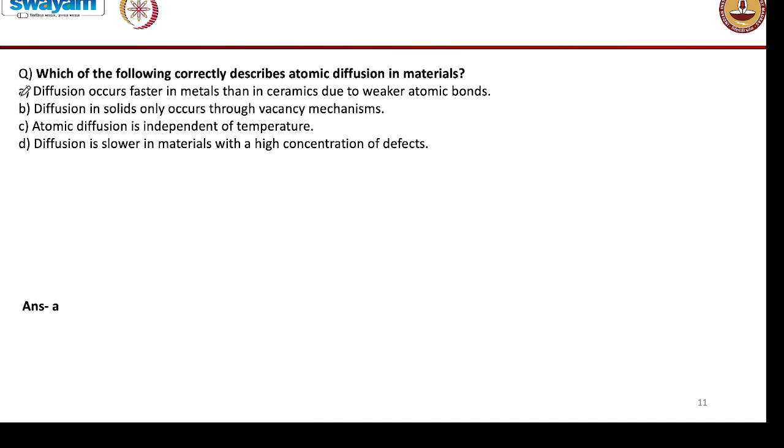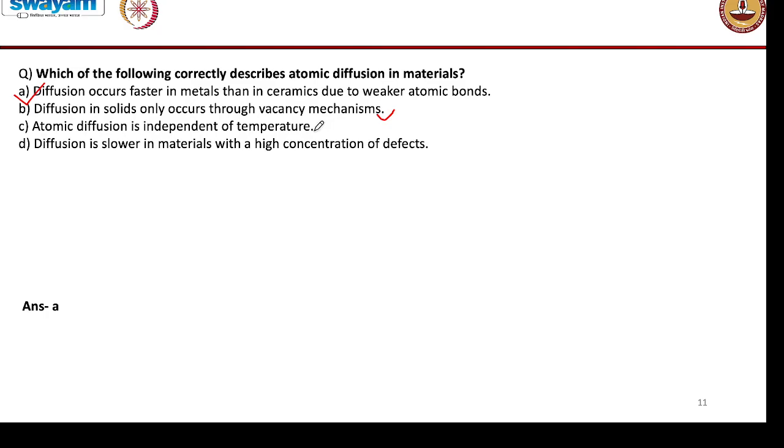So answer A is correct. Diffusion occurs faster in metal than ceramics because of the weaker atomic bonds, right? Ceramics have very strong bonds attached together and they will not diffuse, and it will require a very high amount of energy for ceramics to create diffusion bonding. And "diffusion in solids only occurs through the vacancy mechanism" is not true, because there are other mechanisms also through which diffusion may occur.